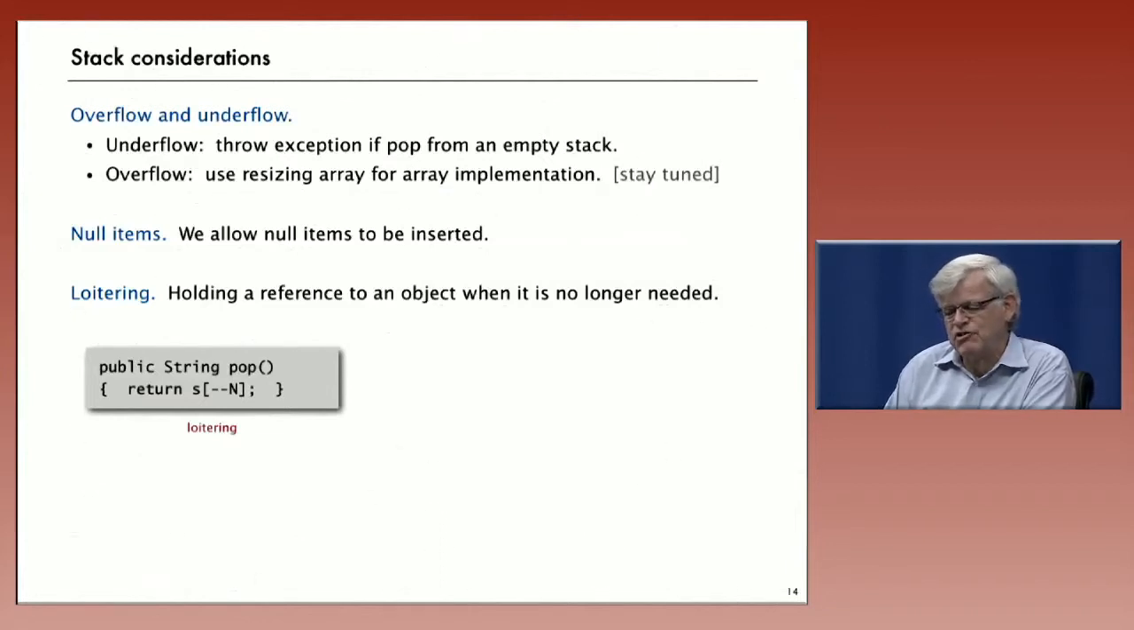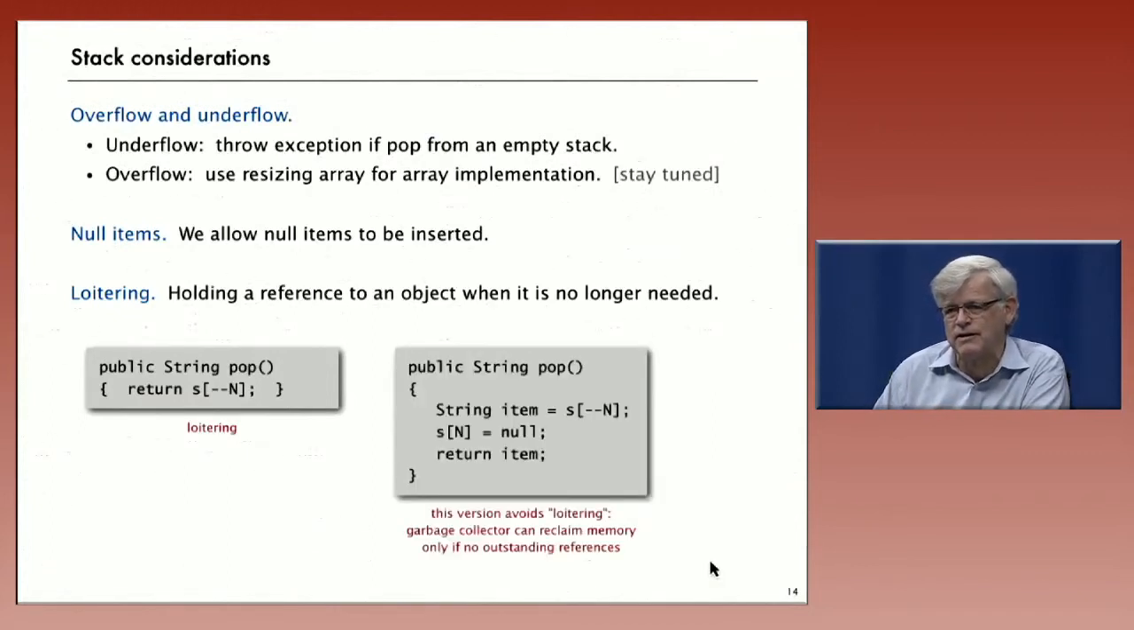There's another issue about whether clients can insert null items into the data structure. In this case, we do allow the client to insert null items, but we do have to worry, in Java, about a problem called loitering, and that is the idea that we have references to an object in the stack array when we're not really using it. So when we decrement n, there's still a pointer in that array to the thing that we took off the stack, even though we know we're not using it. The Java system doesn't know that.